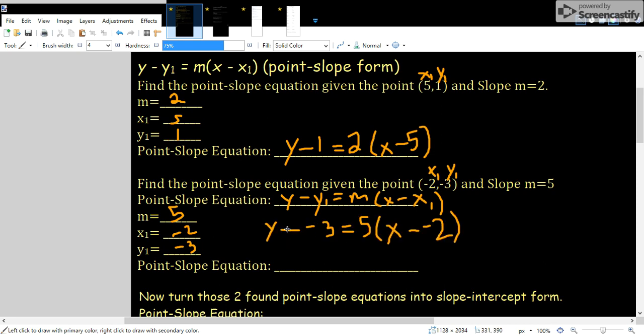Okay, we have y minus -3 equals 5 parentheses x minus -2. Now, to put this in the proper notation, let's go ahead and change these negatives and minuses into pluses and write our answer. So you have y plus 3 equals 5 parentheses x plus 2, and that's our point-slope equation.